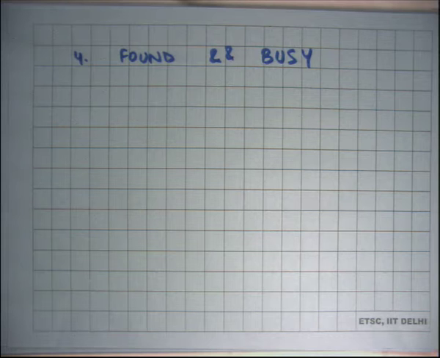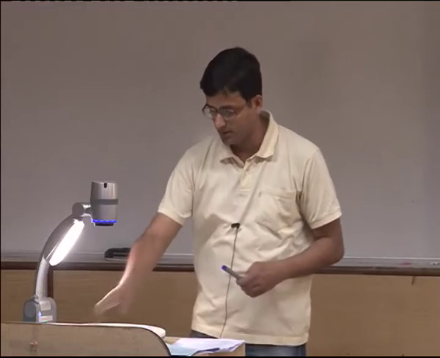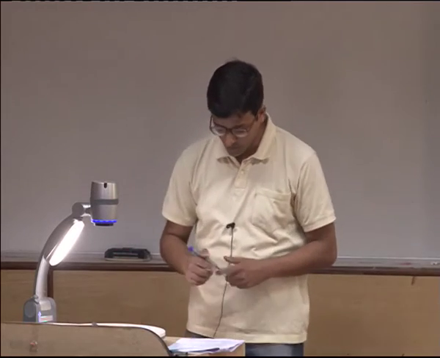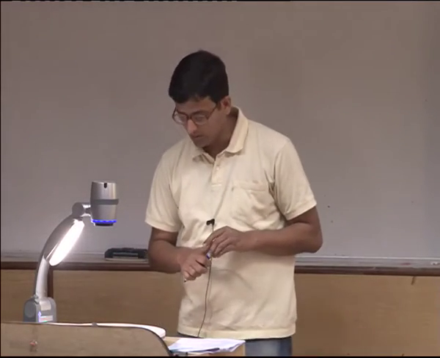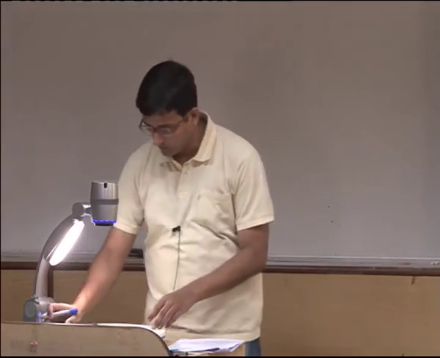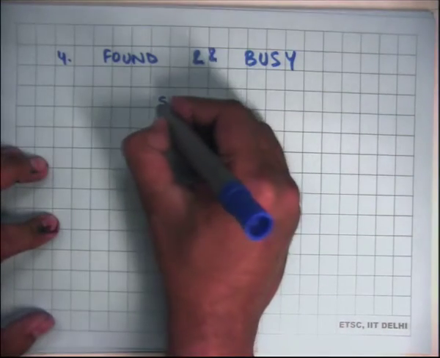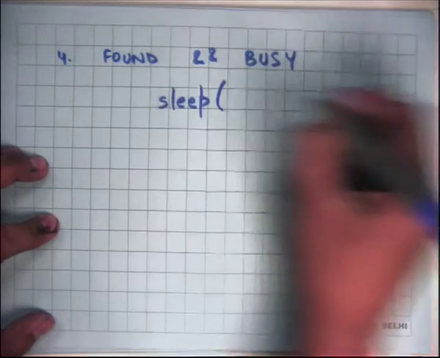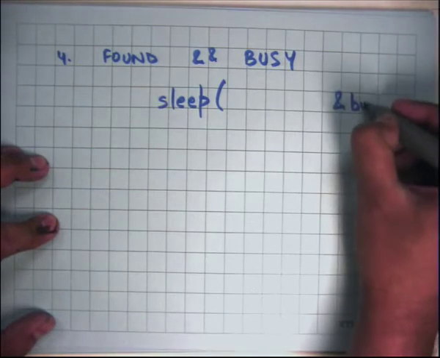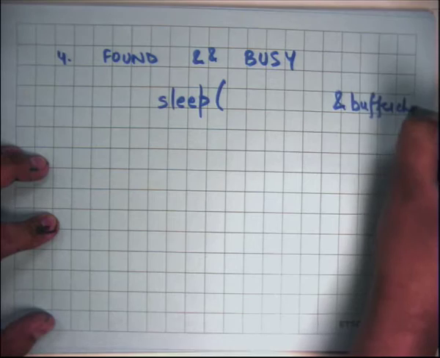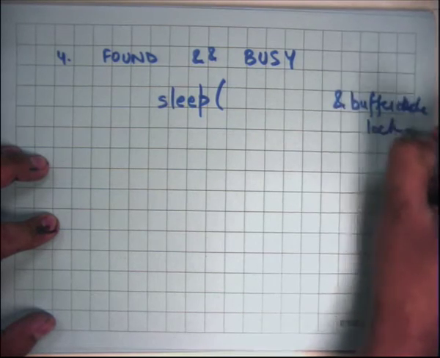Then what do you need to do? You want to sleep, right? On xv6 you want to sleep. That's block or sleep. And you also want to release the buffer cache lock while you're sleeping. So sleep and release the buffer cache lock. That's the second argument of the sleep.